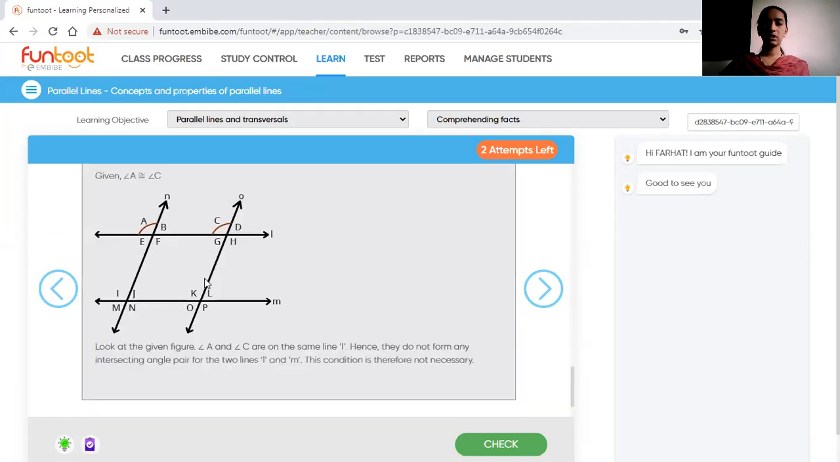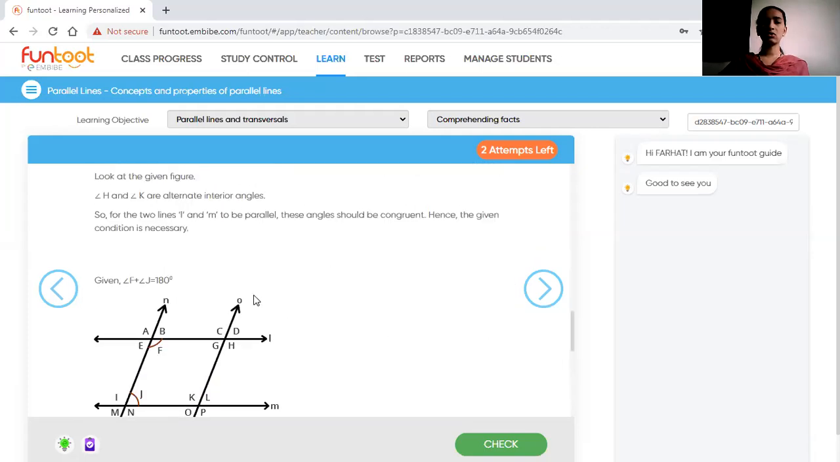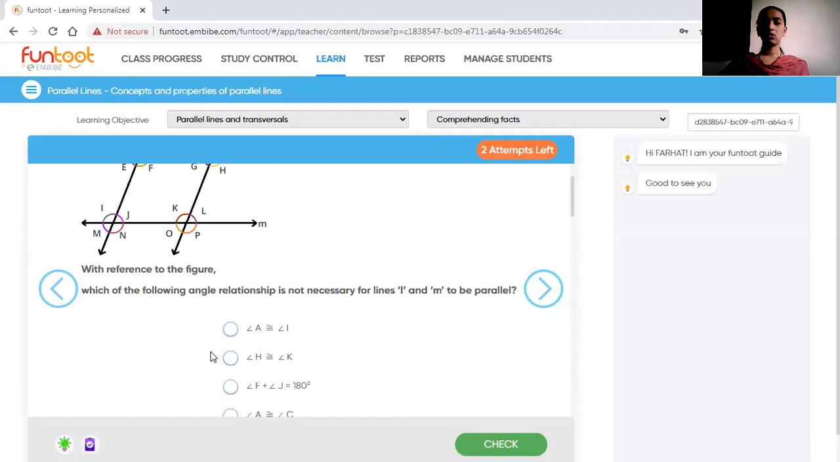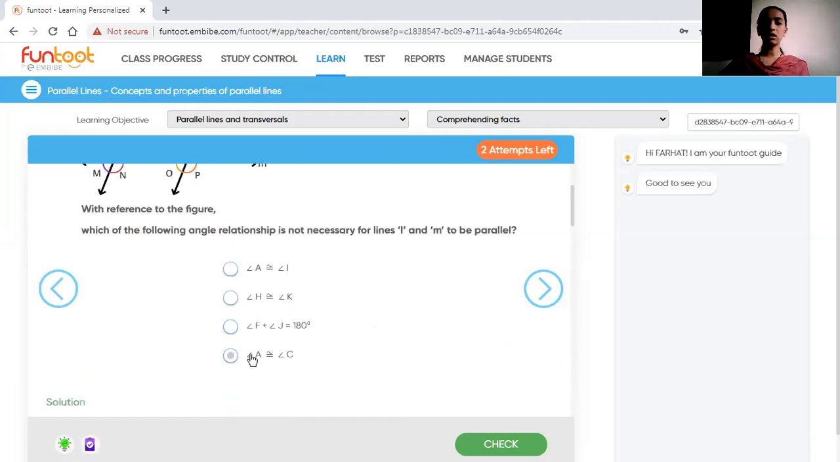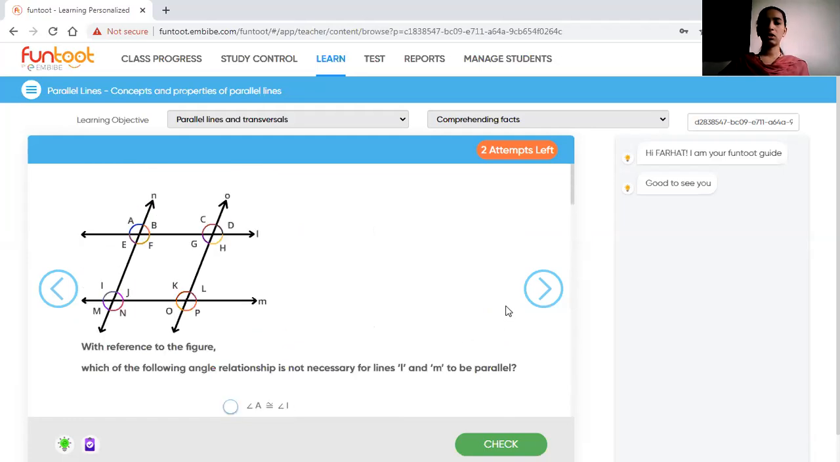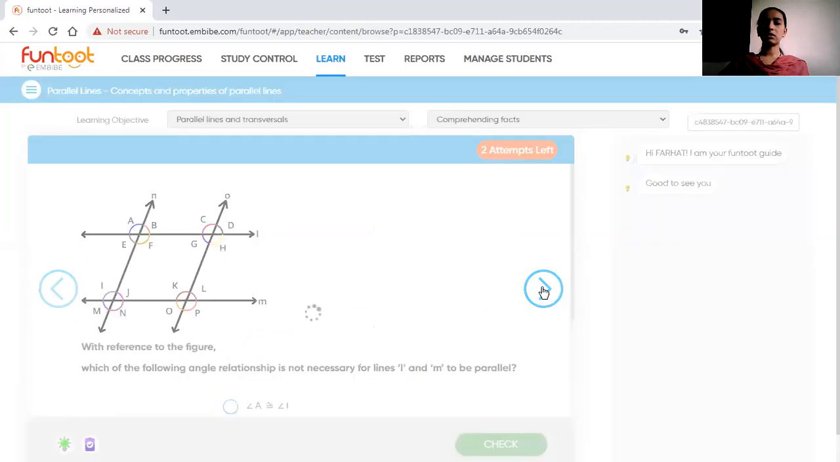Understand A with C. You can see this condition is therefore not necessary. Why is this not necessary? Because they do not form any intersecting angle pair in L and M. So this condition is not necessary. So the answer for not necessary, A and C. Okay, students, we have to check for each option. Then only we can say what answer is correct.